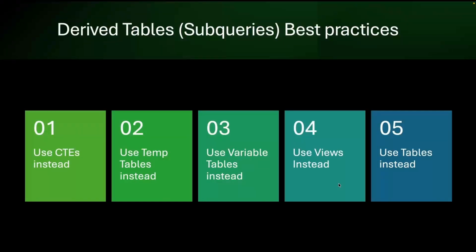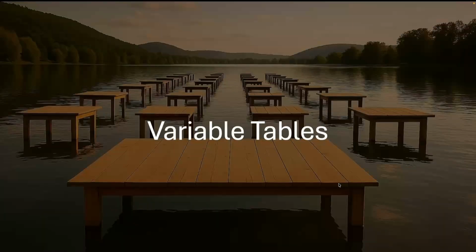Okay. Here's some best practices for derived queries. First one is use CTEs instead. Second one is use temp tables instead. Third one is use variable tables instead. Fourth is use views instead. Fifth is use regular old tables instead. You've got a lot of options. Use them instead. Okay. All right.